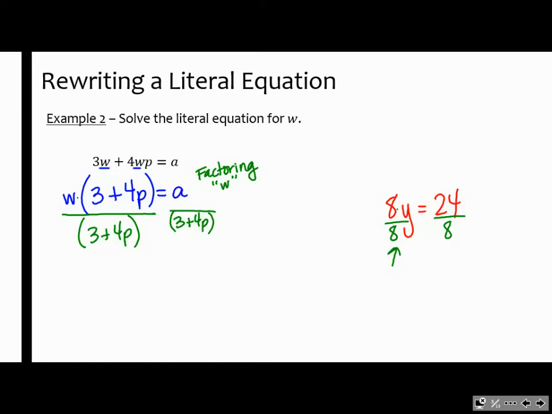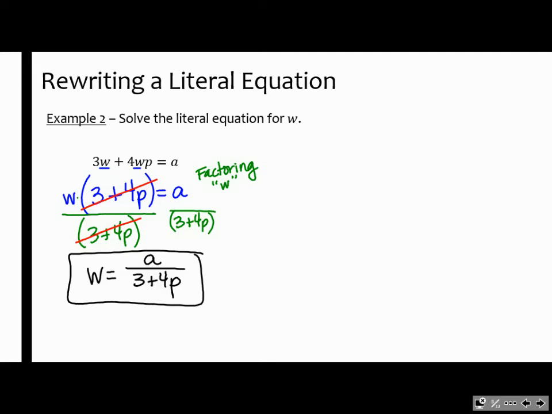So as in this example on the right, the 8's get solved for, and we have simplifying on the other side. So let me erase this example again. Let me cancel the things that are the same, top and bottom. The whole group 3 add 4p over 3 add 4p would become one whole, leaving me with variable w. On the other side, we have something that can't really be simplified, so we actually write it exactly the way we see it. The solution is w equals a over 3 add 4p.